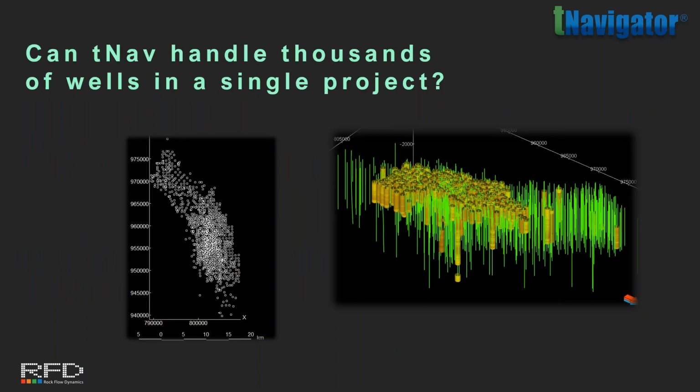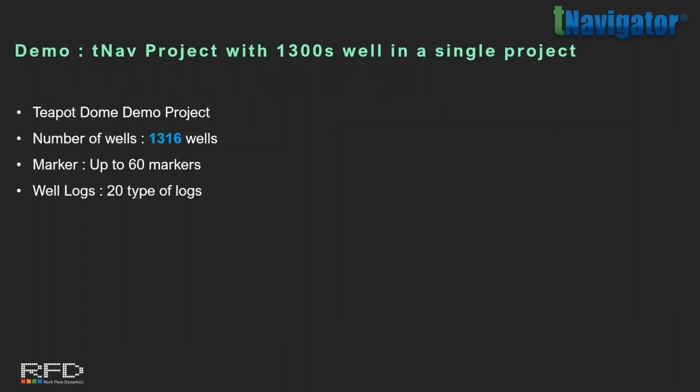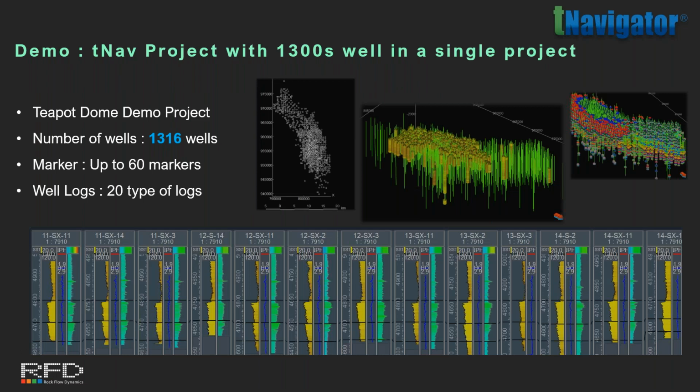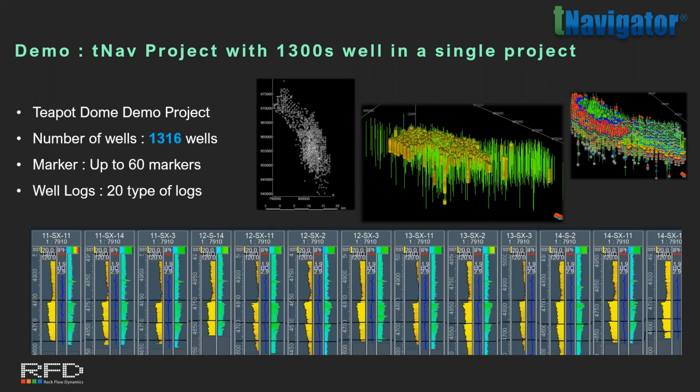So can tNavigator handle thousands of wells in a single project? Let me show you in the next few slides and the demo. In the demo, I will show you a Teapot Dome demo project. This project contains about 1,316 wells and has about 60 markers and 20 types of logs.